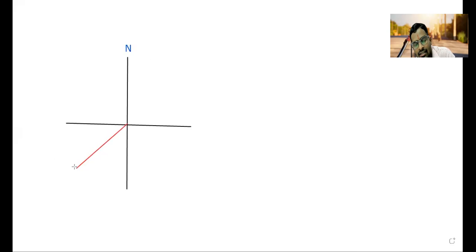Suppose I have drawn this line AB, and I will write the name of this line AB over here, A to B. The angle of this line is 210 degrees. Please tell me what should be the quadrantal angle.